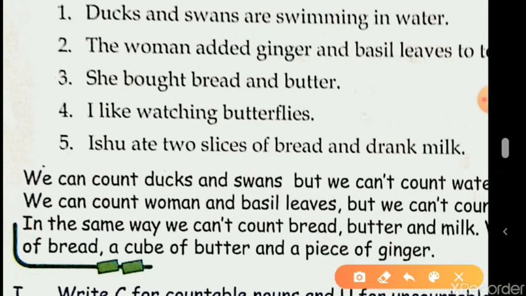Ishu ate two slices of bread and drank milk. Now, Ishu, noun, because name of a child. Two slices of bread, again noun, and milk. There are three nouns. Ishu, name of a person, and that boy. One boy is there, so we can see that one boy. So that one person is countable.